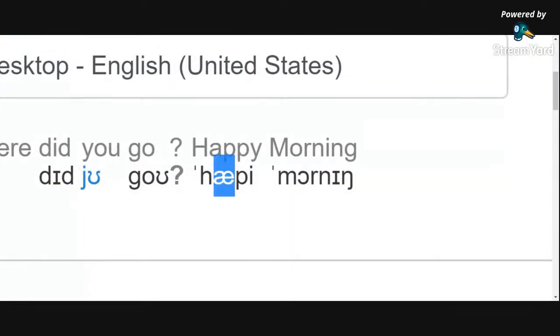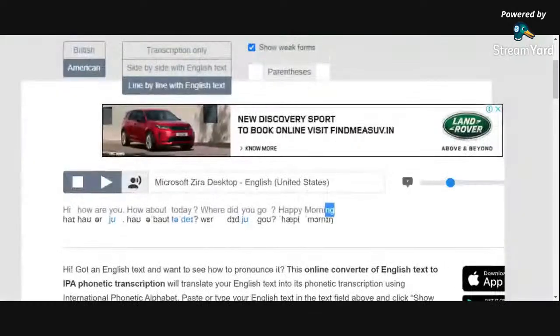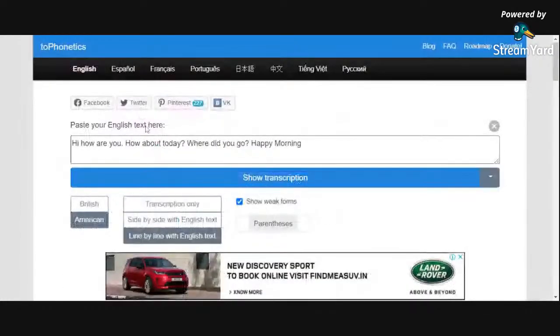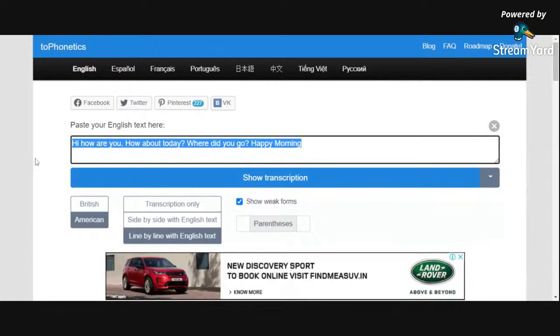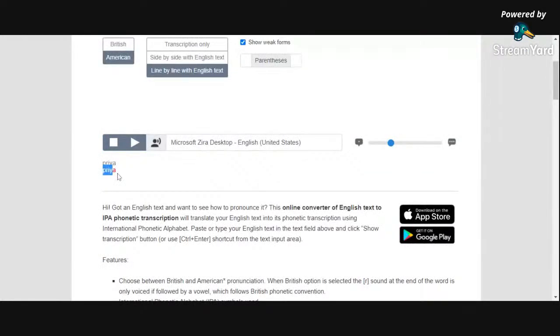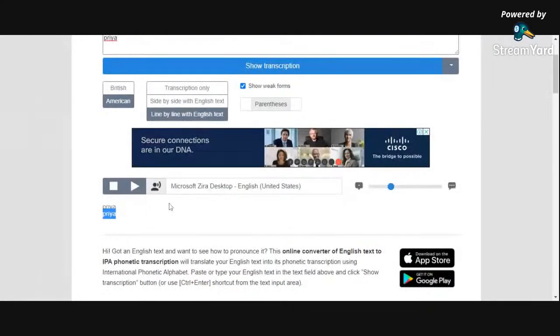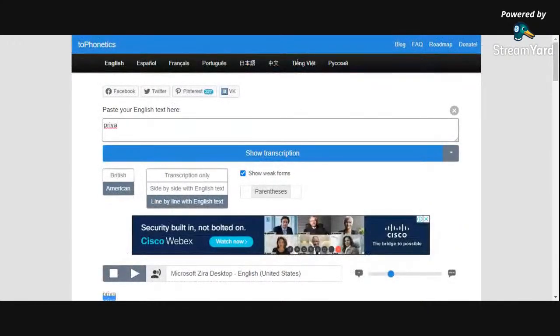Next is happy morning. I told you this symbol produces the ng, ing sound. This symbol produces the ing sound, right? Now I type my name here. I'm going to transcribe it. See, this is Priya. It is not an English word, so it shows incorrectly, right? I shall show you how to write my name in the PPT. You can even try your own name.